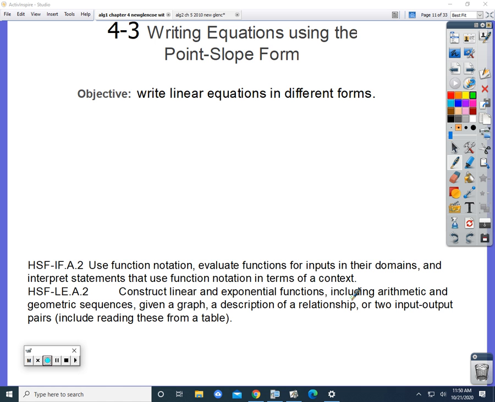Okay, we're going to do section 4.3, writing equations using the point-slope form. So this is something new, and if you have a highlighter, you're going to need it because this form is brand new and it helps you write equations in a specific way. So I'm going to show you a few examples.